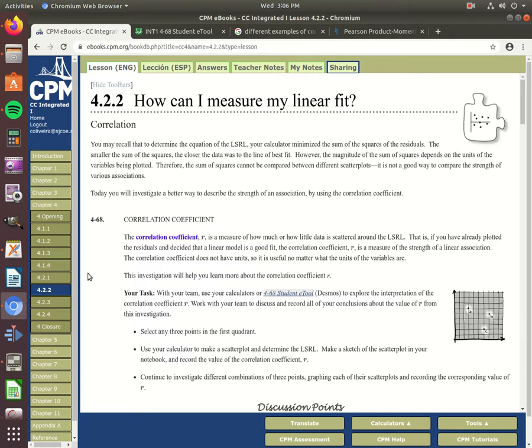So the smaller the sum of the squares, the closer the data was to the line of best fit. However, the magnitude of the sum of the squares depends on the units of the variables being plotted. Therefore, the sum of squares cannot be compared between different scatter plots. It is not a good way to compare the strength of various associations. Today, you will investigate a better way to describe the strength of an association by using the correlation coefficient.